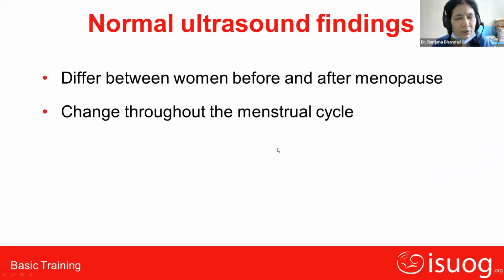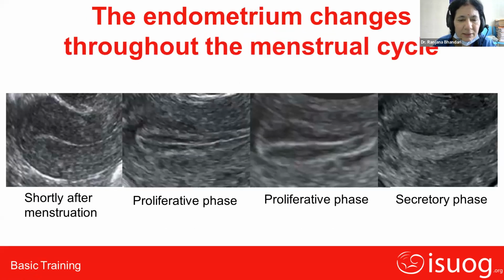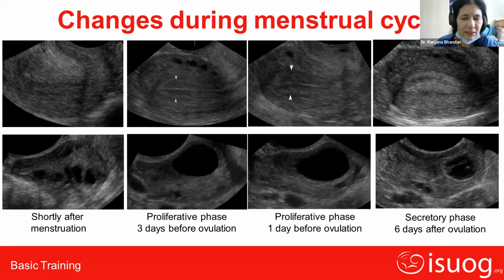So there is a lot of difference between the endometrium of the reproductive stage and the endometrium of postmenopausal ladies, because the endometrium undergoes cyclical changes through the menstrual cycle under the influence of our hormones, estradiol and progesterone. So these are the endometrial changes, but I would like to show the next slide, in which we can see the change between the endometrium and the ovaries.